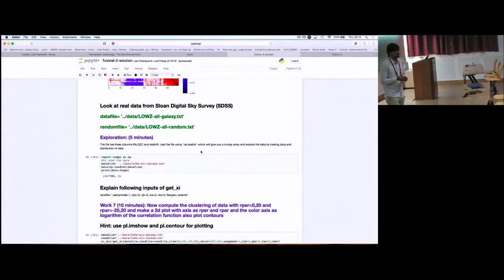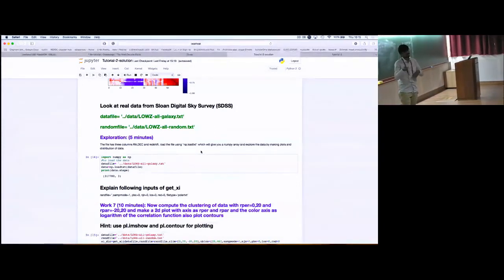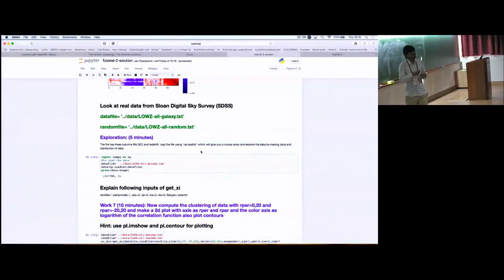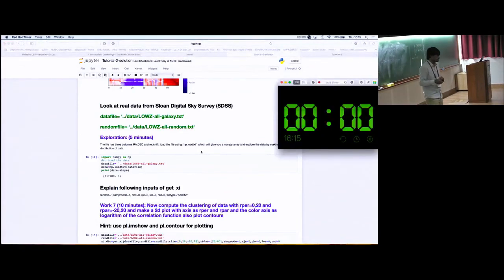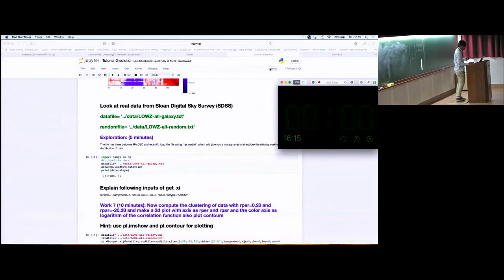Yes. So you want to create a uniform random in the volume, and you remove the points from the mask region, and you want to have the same redshift distribution because there are reasons why the redshift distribution is not uniform. Okay. Yeah, I'm not going to take too long from now. Now that you understand the data.